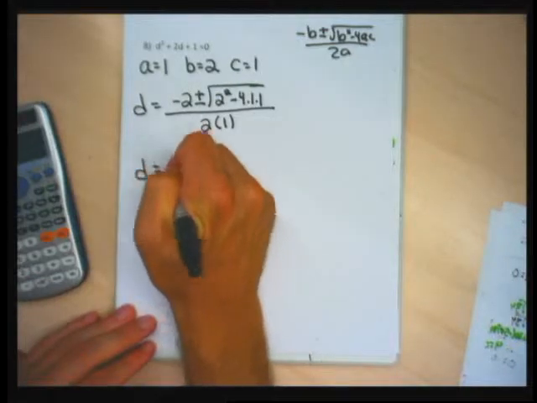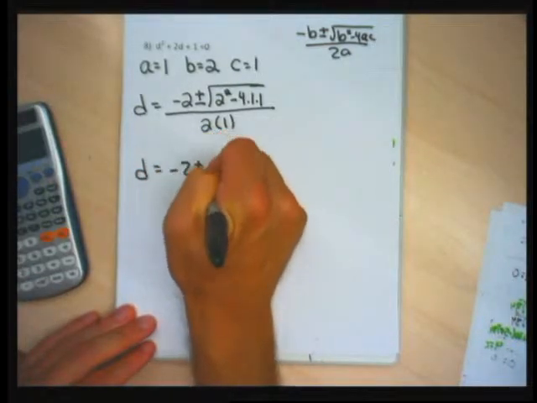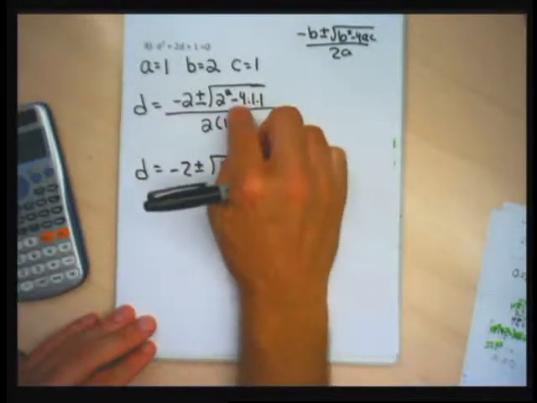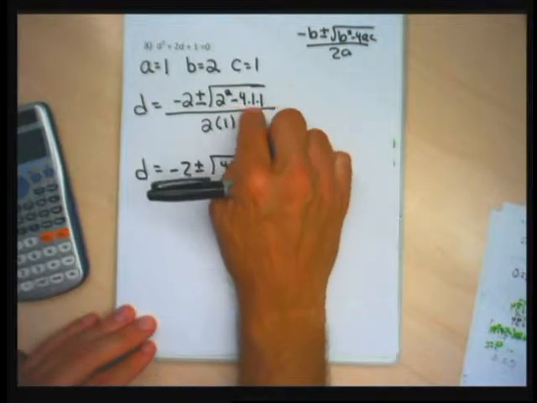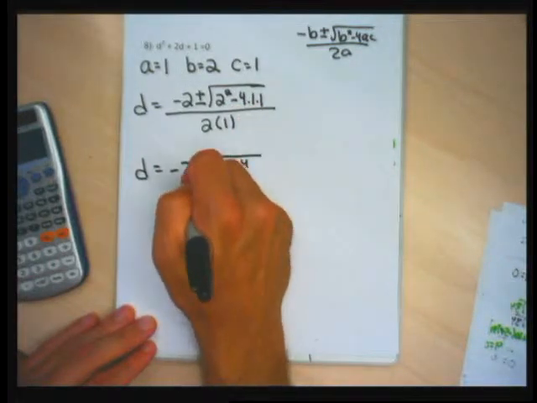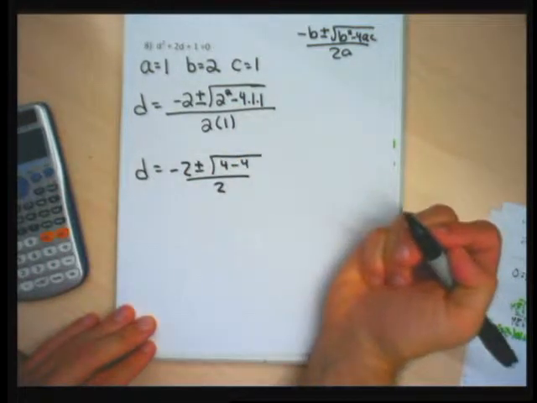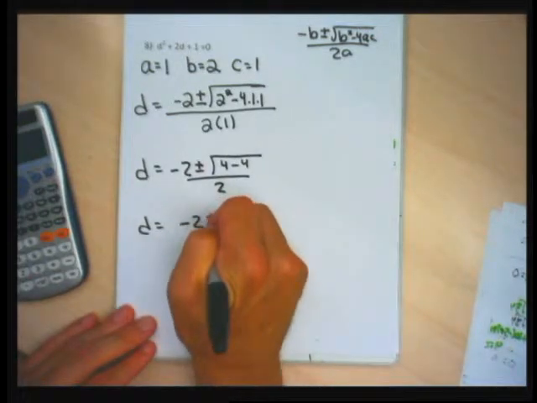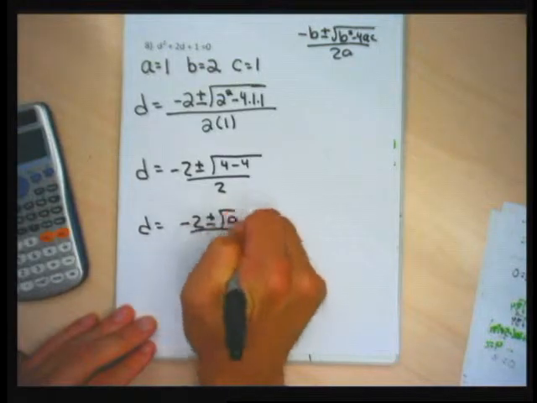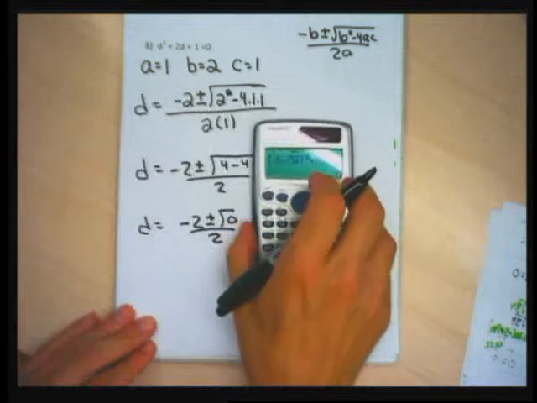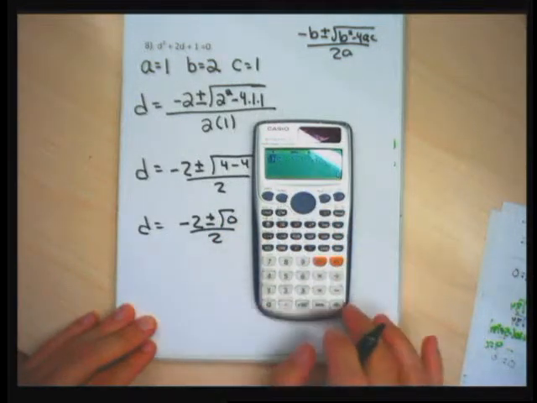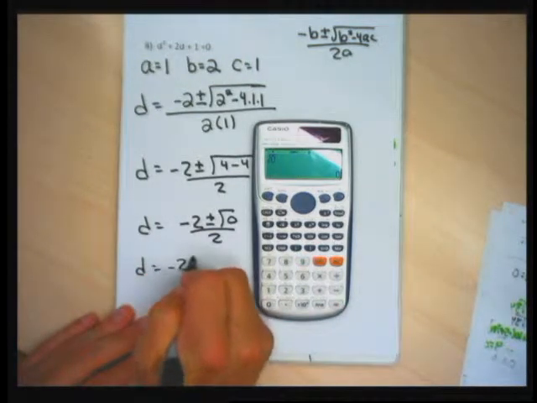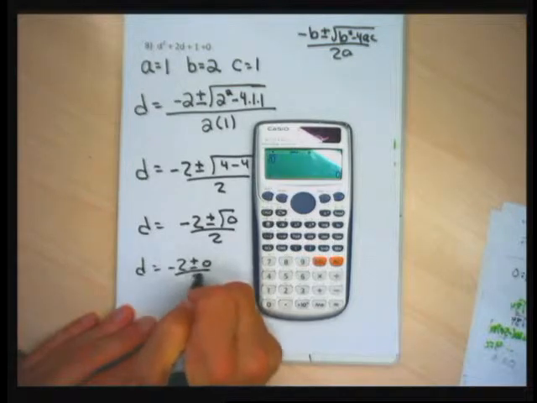I'm going to get d equals negative 2 plus or minus, and then under the square root, 2 squared is 2 times 2, which is 4. Negative 4 times 1 times 1 is negative 4, all over 2. So under the radical, I'm going to get a 0. I'm going to get negative 2 plus or minus the square root of 0 over 2. And 0 is one of the two numbers that is its own square root. The square root of 0 is 0. So this is d equals negative 2 plus or minus 0 over 2.